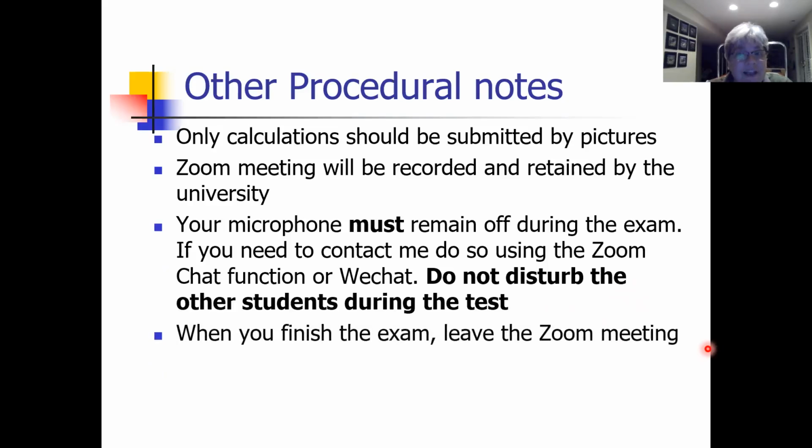When you finish the test, leave the Zoom meeting. You don't need to stay. Once you've turned in your test, you can leave. You don't need to ask me. You don't need to tell me. Just leave.